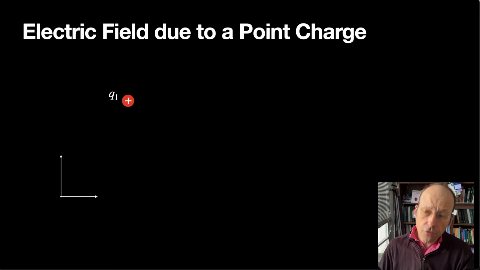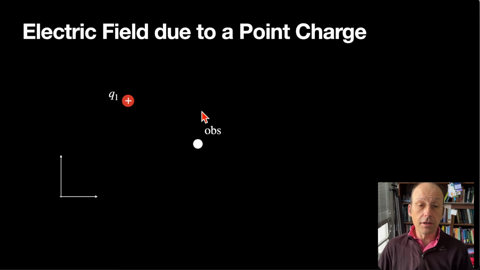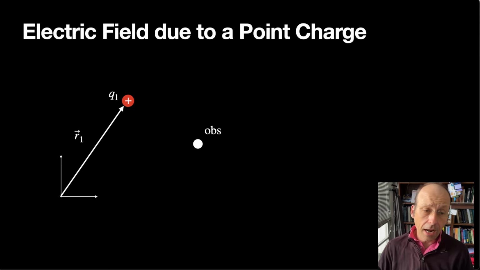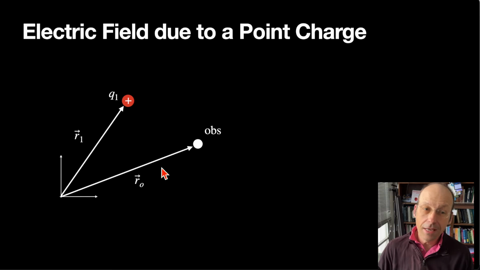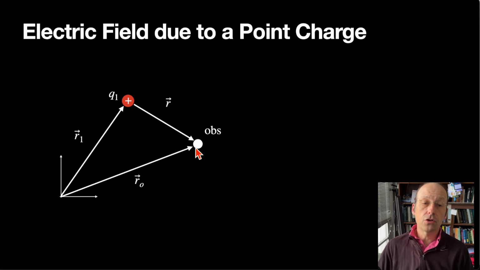Let's just do a quick review. Imagine I have some point charge right here, Q1, and there's my origin. Then I want to find the electric field at some other location. I'm going to call this OBS, for observation location. How would I do that? First, I need to know the vector location of charge Q1. I'm going to call that R1. Then I need the vector location of the observation location. I'm going to call that RO. The O stands for observation. From that, I can get the vector from the charge to the observation location.